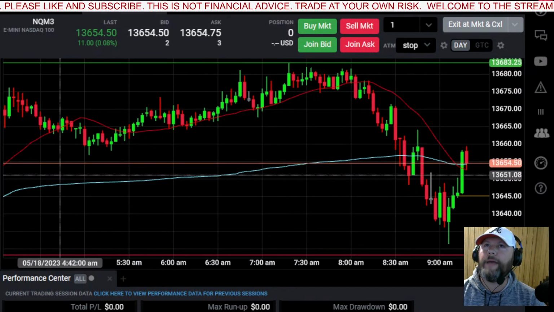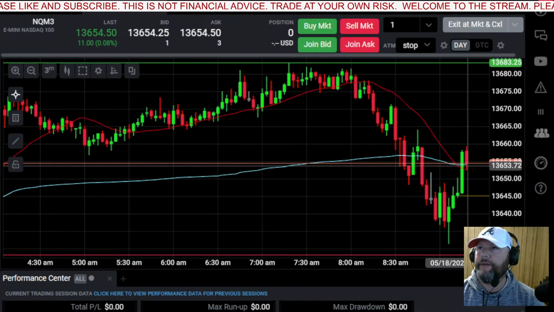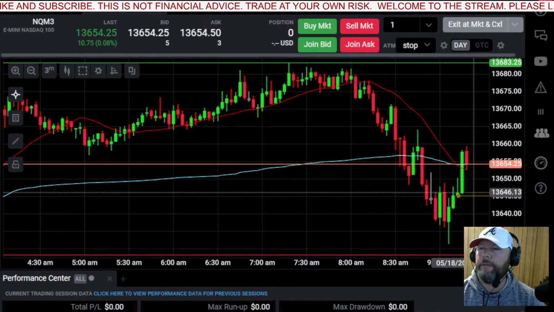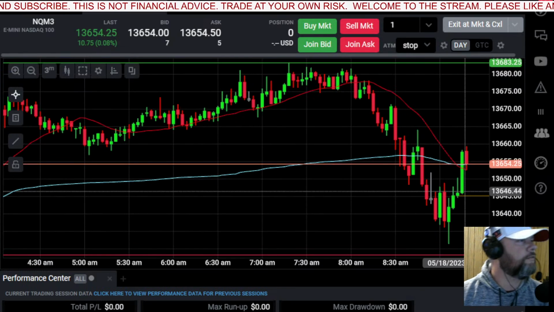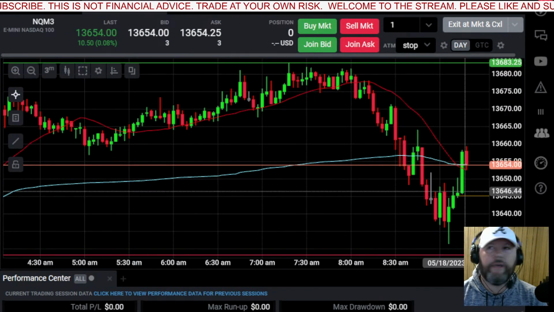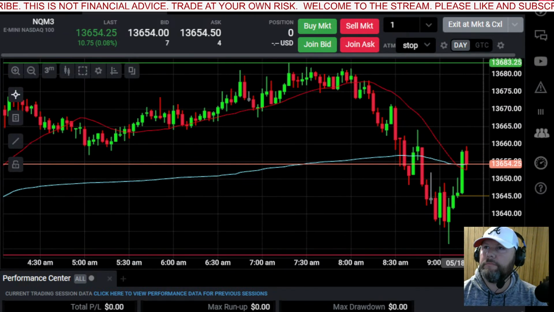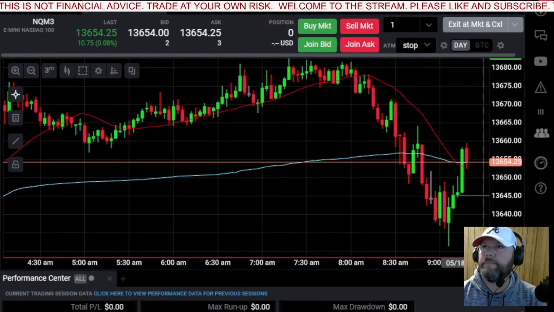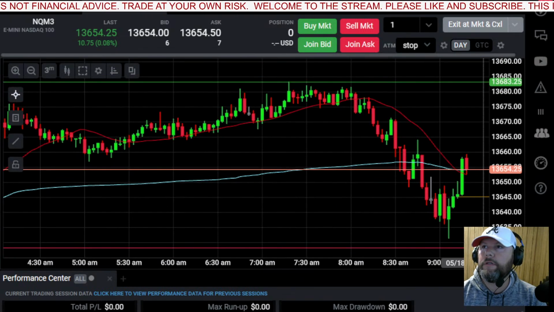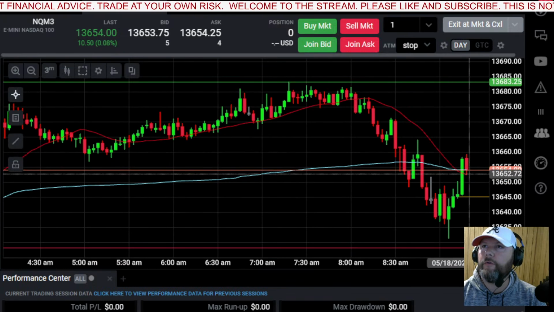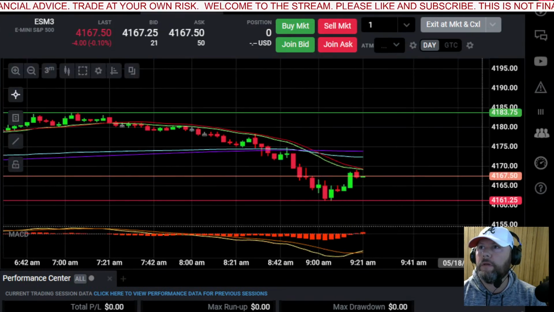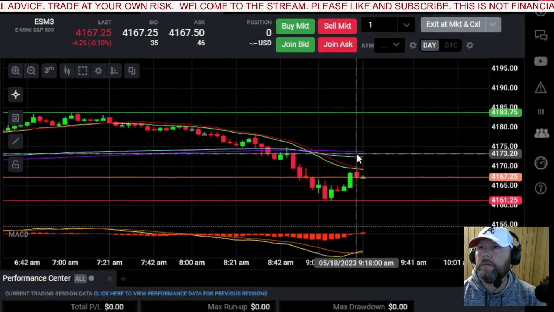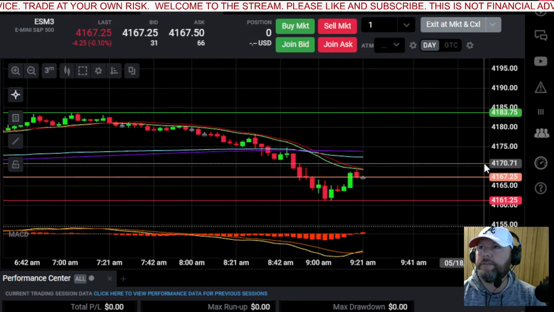I don't like opening up at the VWAP, so I'm hoping we kind of move away from it before open here. Typically, when we open up at the VWAP, it's kind of an indication of an indecisive, choppy day. So I'd like to get away from this area before open. Below the VWAP on the ES.